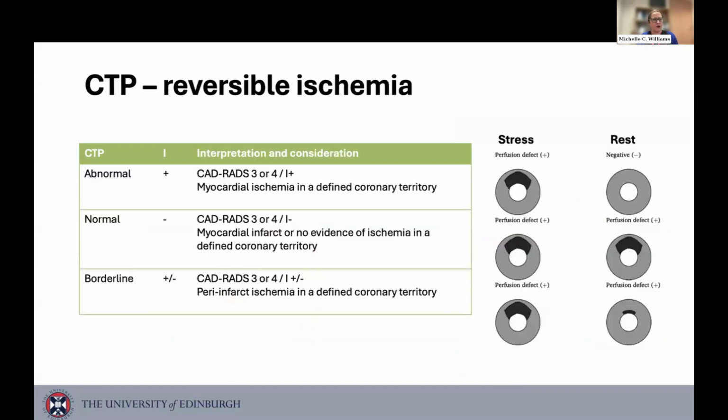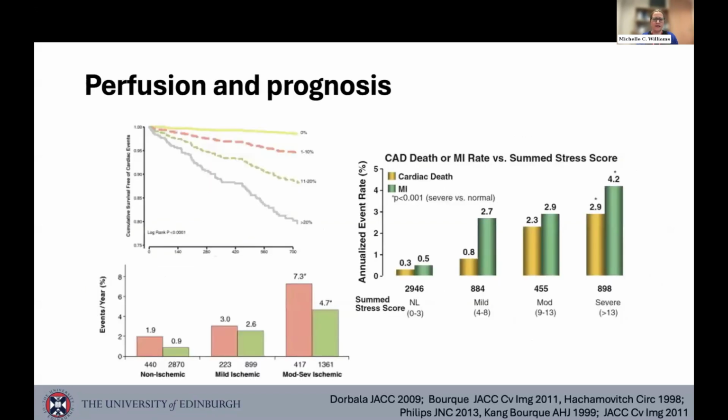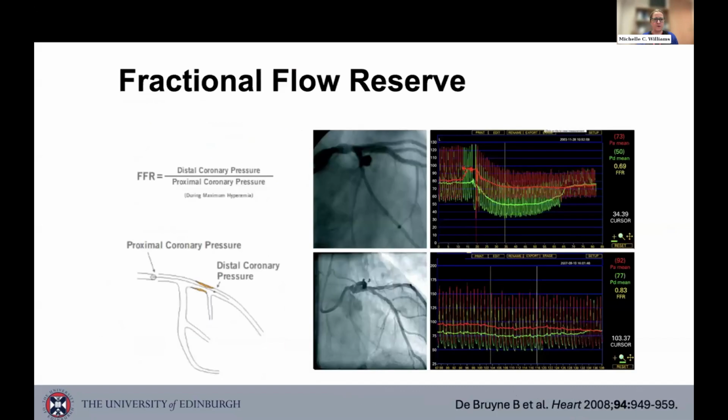And we've now got this as part of our CAD-RADS classification system, nice ways to describe all of this. And we've got extensive research showing that perfusion is associated with prognosis. It's another one that pretty much every study that looks at it with any imaging modality shows worse perfusion, worse prognosis. How we use this in clinical care can sometimes be challenging though.